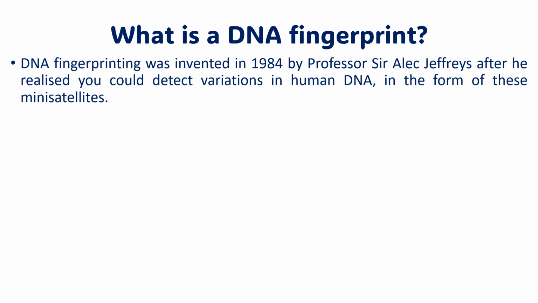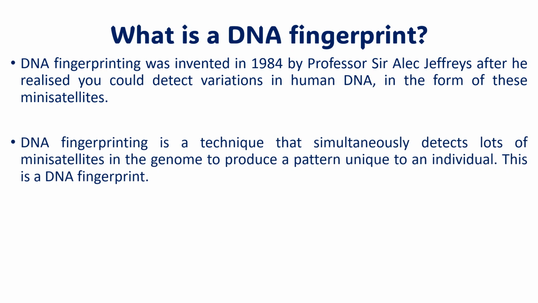So Sir Alec Jeffreys had discovered it. Now, DNA fingerprinting is a technique that simultaneously detects a lot of minisatellites. What are minisatellites? We have three different kinds of satellite DNA. I have told you, after this one we are talking about them. We have minisatellite, microsatellite, and macrosatellite DNA.